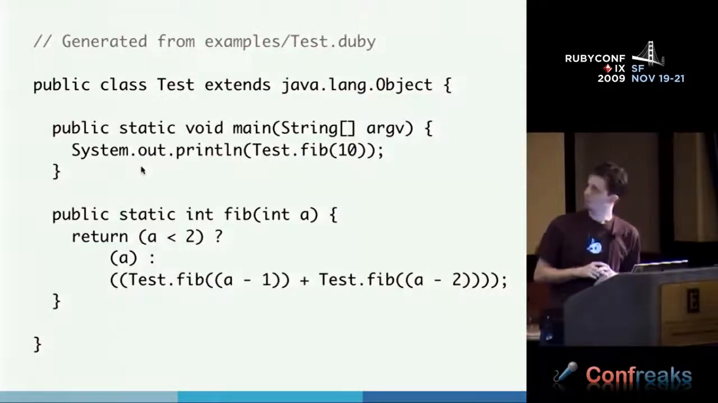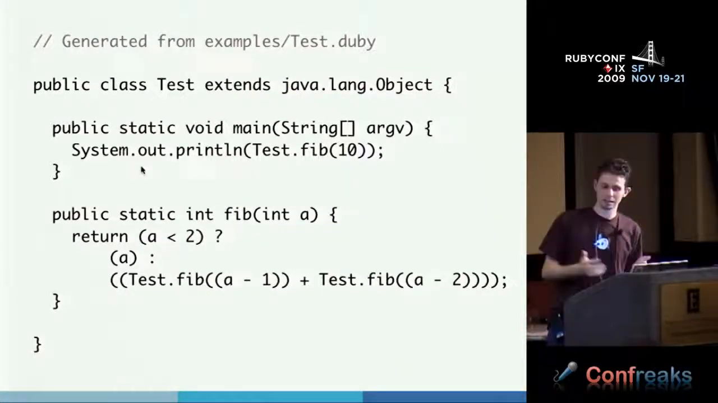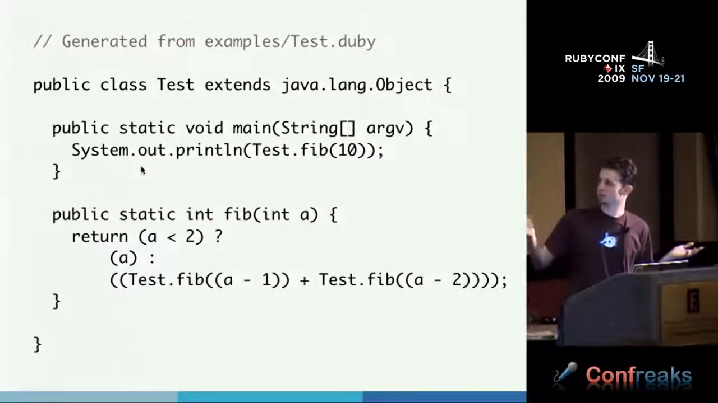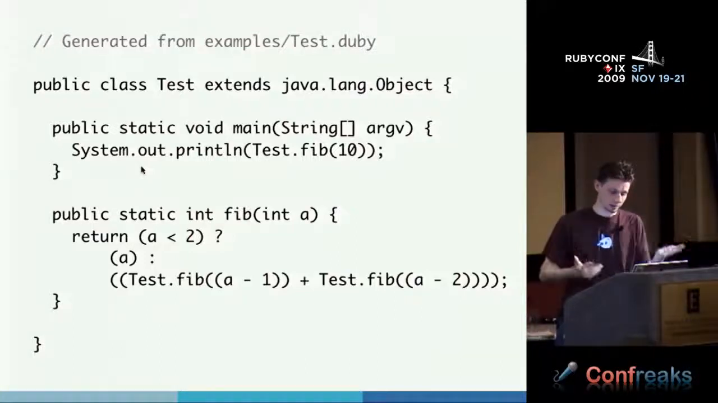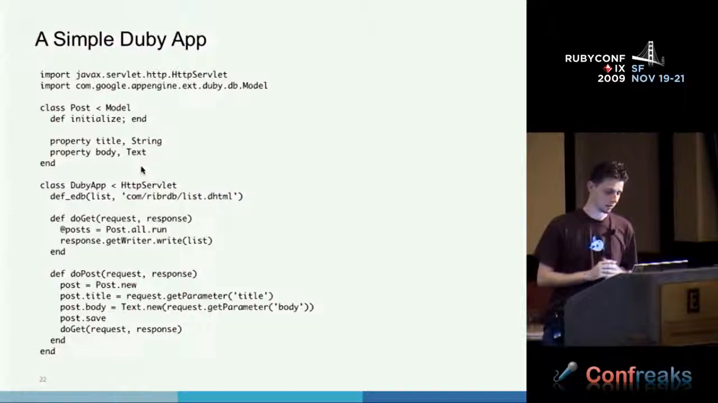You don't have to write this, but... You don't have to look at it, actually. Yeah. If it offends you, you can just ignore it. Right. But, I mean, the thing you can see, it's not starting up JRuby. It's not doing anything complicated. It's just calling System.out.println and doing a recursive function call.